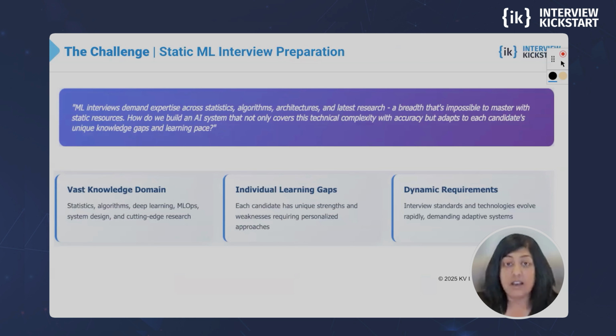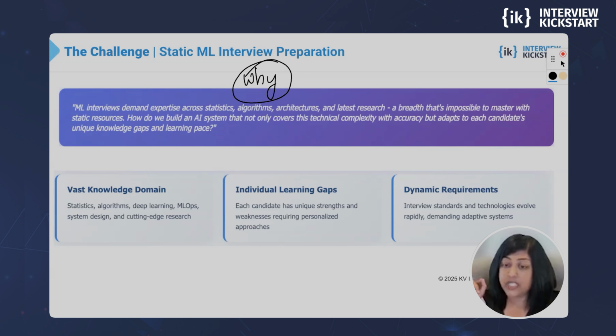The first block is the challenge. I think this goes into a lot of the whys behind ML AMP, right? I've addressed this briefly, but let's dig a little bit deeper into it. Our ML interviews today, if interview prep is our goal, or if it's knowledge building, let's consider both, right? They demand our expertise across statistics, algorithms, architectures, right? Model architectures, that's what I mean by that. Latest emerging research. It's a breadth that's impossible to master with static resources.